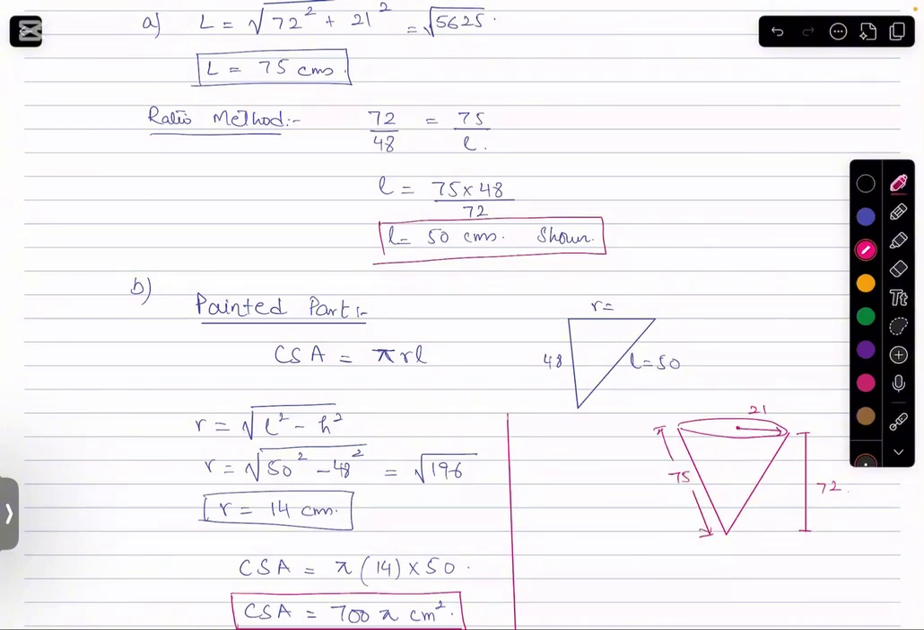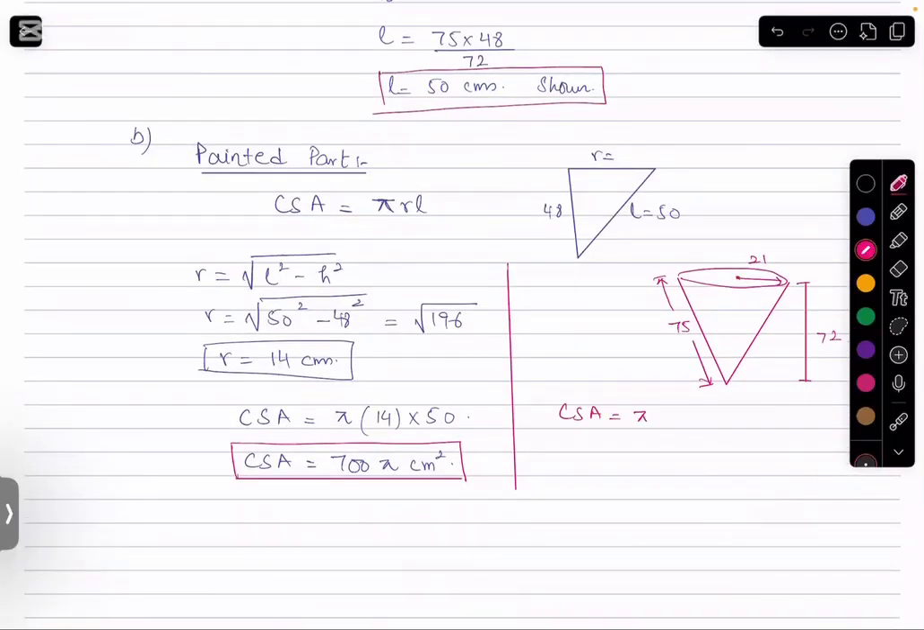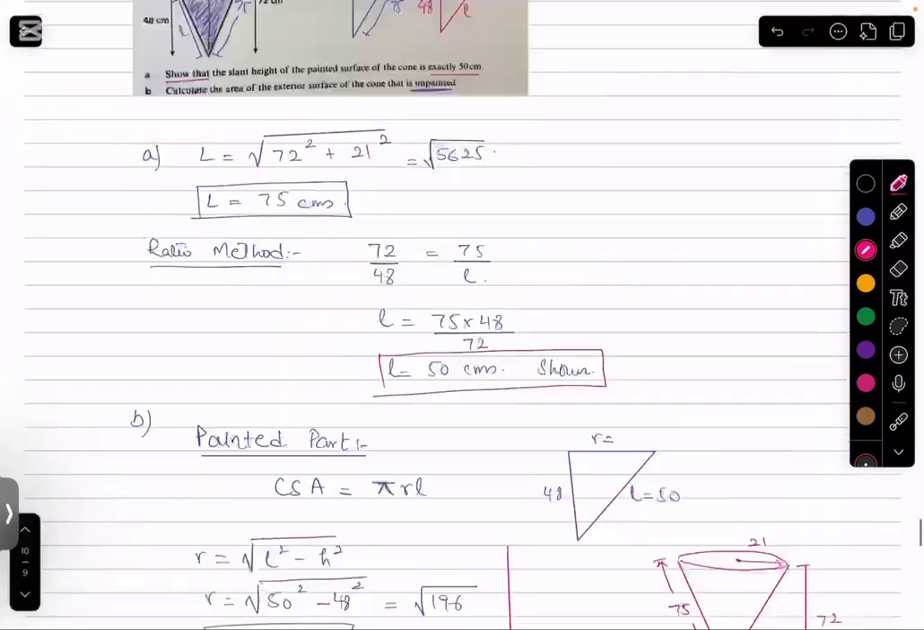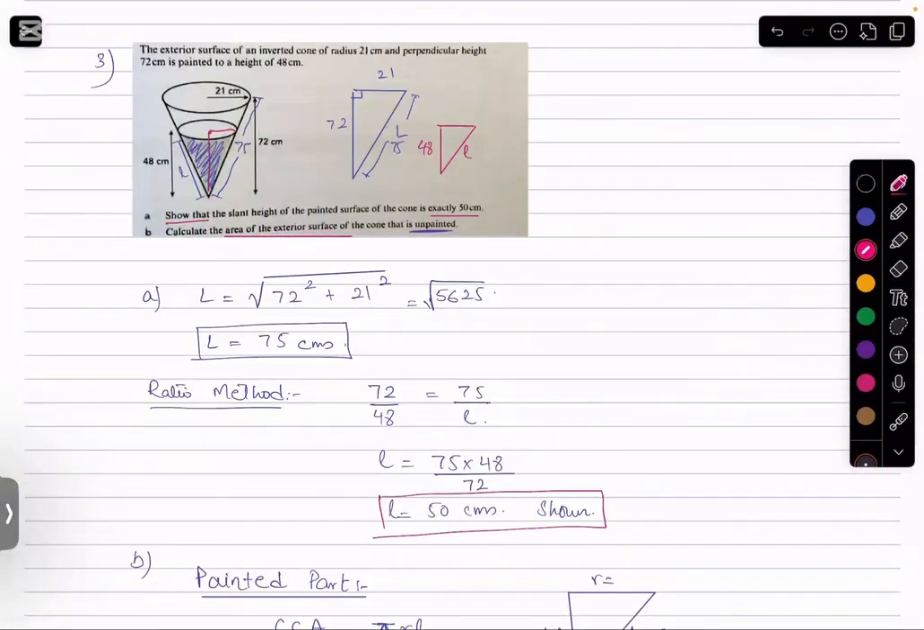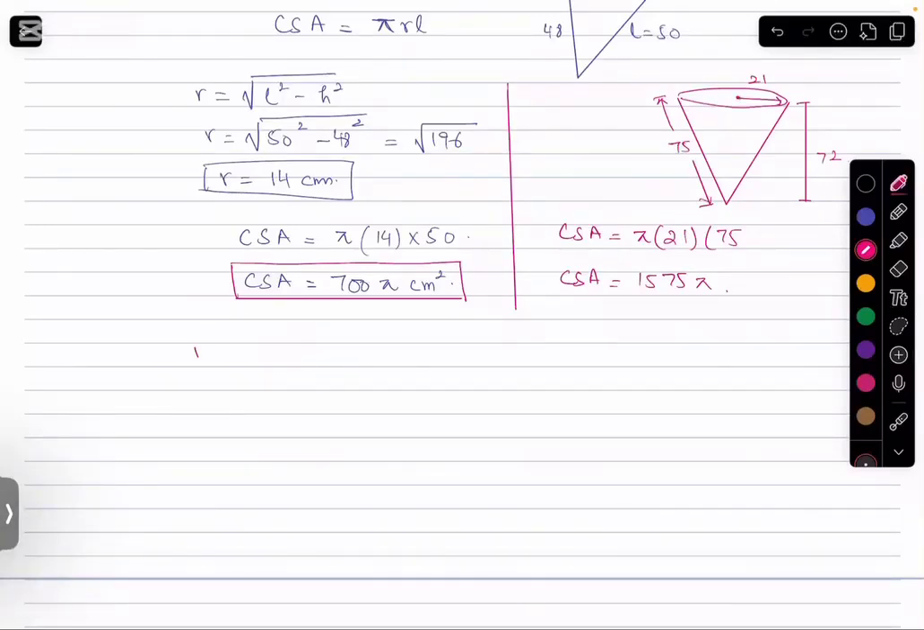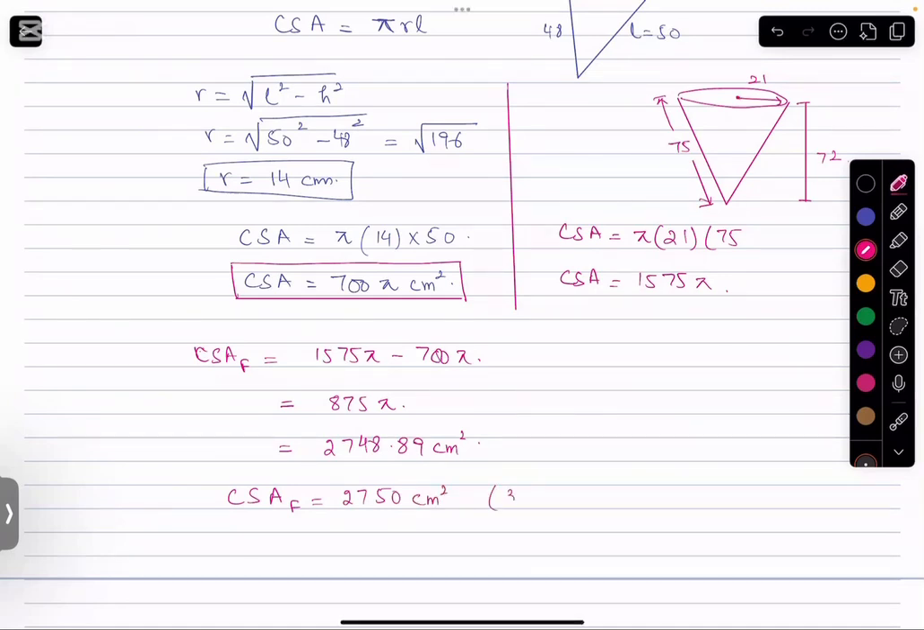So the bigger cone will have the curved surface area equal to pi times the radius, which is 21, times the slant height, which is 75. This curved surface area comes out to be 1575 pi here. Obviously they were asking us for the area of the exterior surface of the cone that is unpainted. So if I subtract the two of them, it's actually the curved surface area of the frustum, the unpainted part. So this is going to be 1575 pi minus 700 pi, or you can get your answer as 875 pi, or you can say that this is 2748.89 centimeters squared. Rounding it off, the curved surface area required for the unpainted surface is going to be 2750 centimeters squared for 3 significant figures.